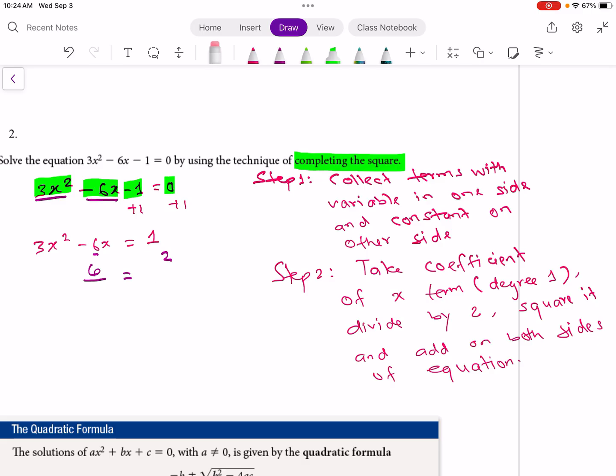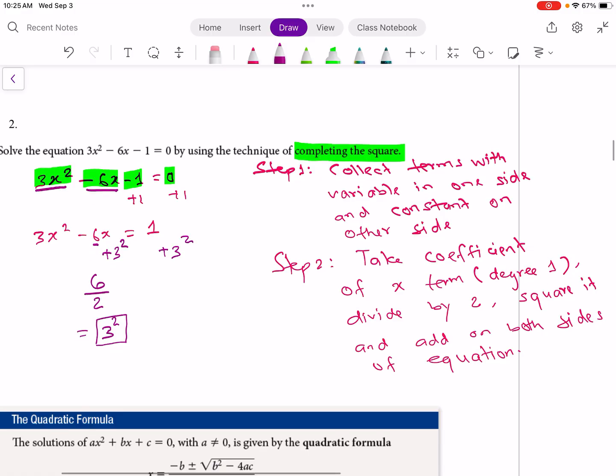Okay, just let me have a small gap here. So we took 6 divided by 2. We had a 3. We square it. Now you are adding 3 square on both sides of the equation. So this is how we find what number we add on both sides of the equation. You take the coefficient of x, divide by 2, square it, and you add that squared number on both sides of the equation. Now let me write down the equation.